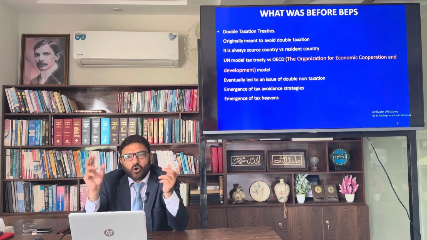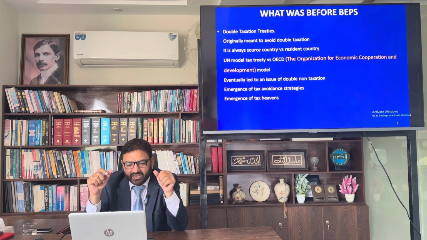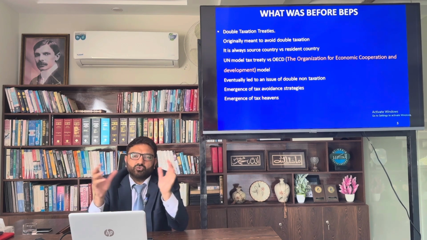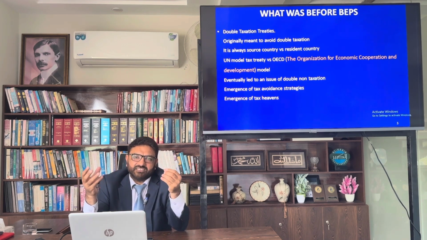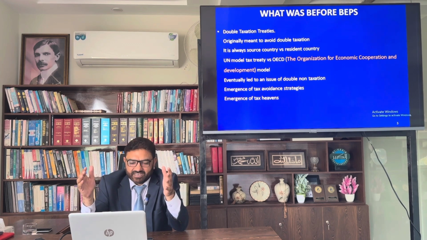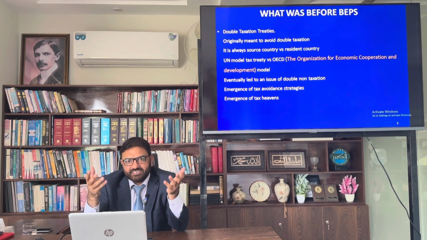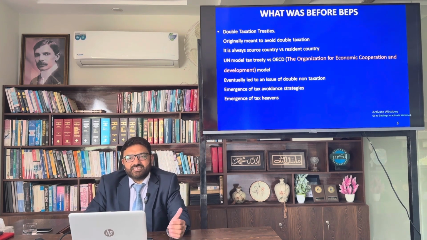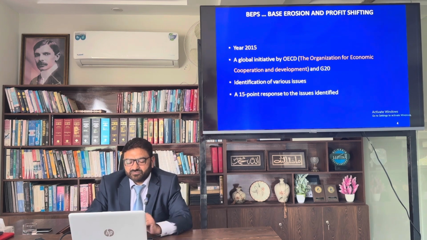by double non-taxation. And then came the emergence of tax avoidance strategies, because due to these strategies all the organizations were going to tax haven countries. Emergence of tax havens: as I explained before, what are tax havens? The countries where the tax rate is lower than in competitive countries. Therefore, most of the companies shifted to tax havens.